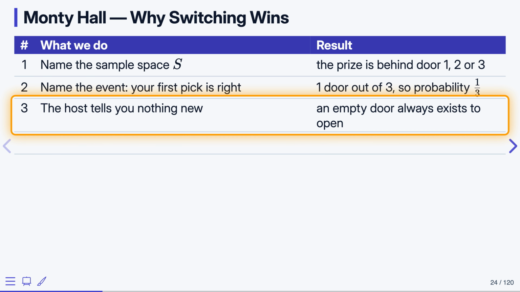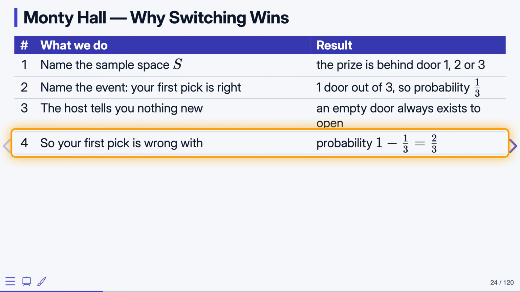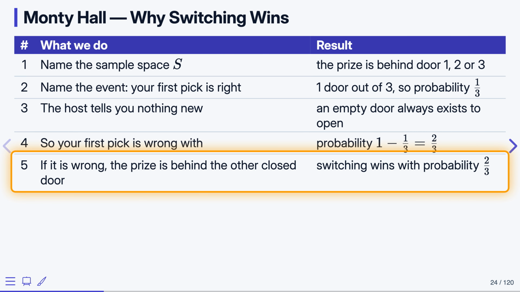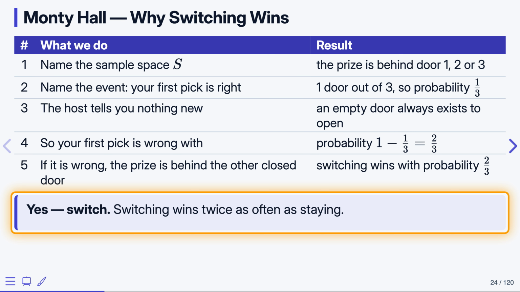Step 3. Now the host opens an empty door. The host can always do this, whatever you picked. So this action gives you no new information about your own door. Step 4. Therefore your first pick is still wrong 2 times out of 3. Step 5. And when your first pick is wrong, the prize must be behind the one other closed door. So switching wins exactly when you were wrong. The answer is yes, switch. Switching wins 2 times out of 3. This puzzle caused a long public argument, so do not feel bad if it surprised you.